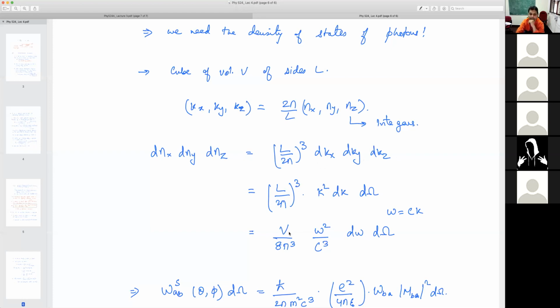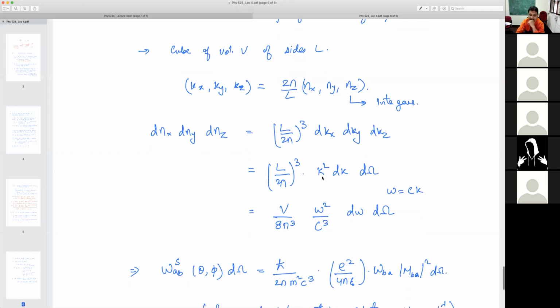I just inverted: L by 2 pi, dnx I wrote as dkx, dky, dkz. So L cubed becomes the volume, with 8 pi cubed, and dkx, dky, dkz I made k squared dk d omega. D omega is now the solid angle, so it is sine theta d theta d phi, if this notation has cos theta as the vertical angle. That's what d omega is, basically.